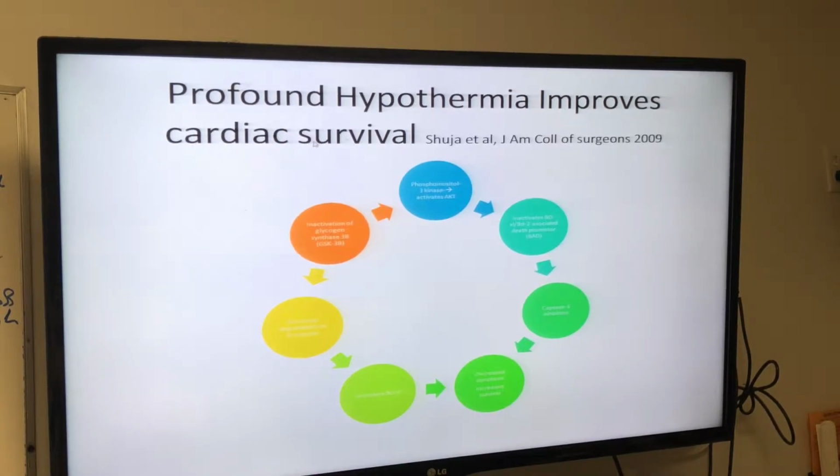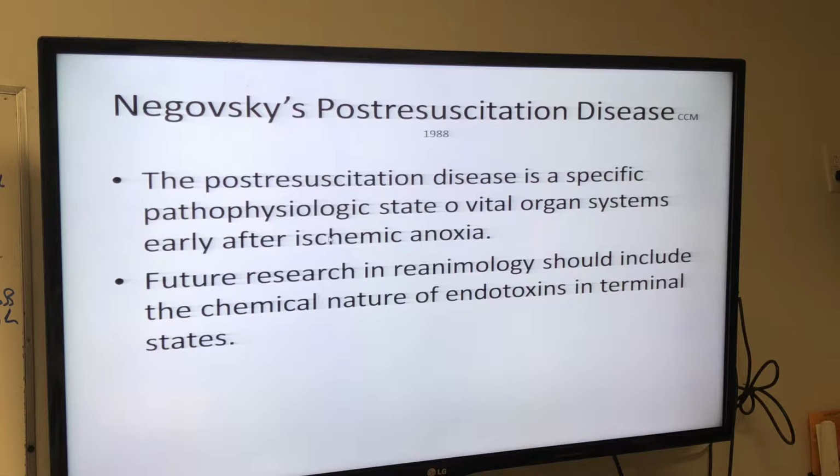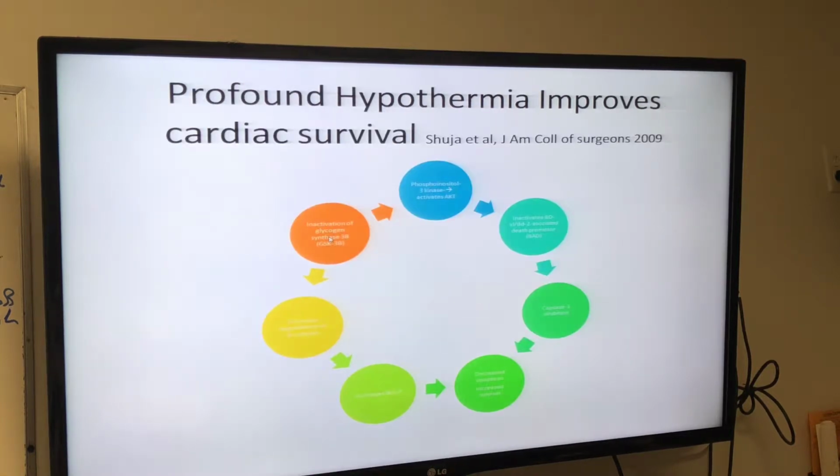Profound hypothermia improves the outcome. Yeah, so basically, to prove, we're going to jump in time now, from Negrovsky to 2009 and say, okay, how did this Negrovsky idea of very low temperature work? So this is just one intracellular mediator after another that all become inhibited with temperatures less than 25.